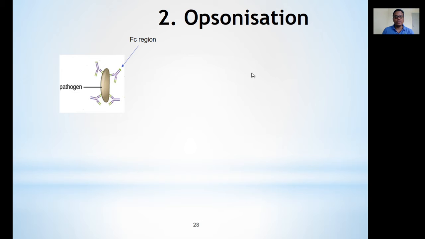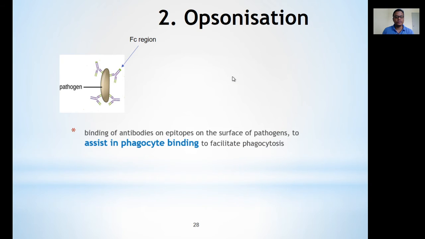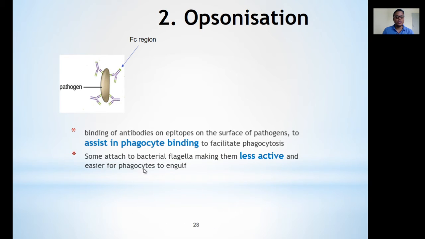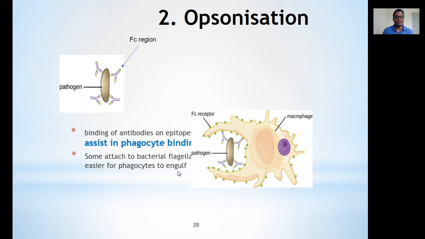Second, by opsonization. It is the binding of antibodies on epitopes on the surface of pathogens. This is to help the phagocytosis process. Some antibodies attach to bacterial flagella, making them less active and easier for phagocytes to engulf.